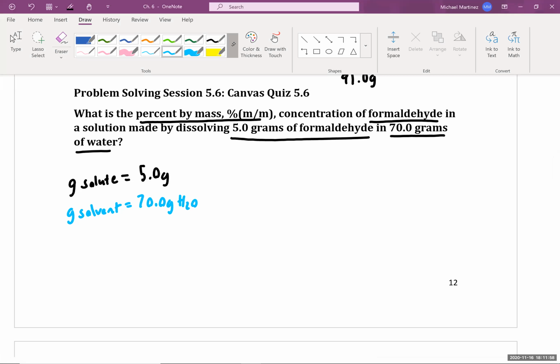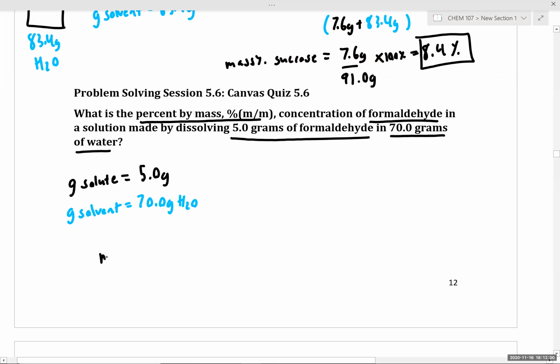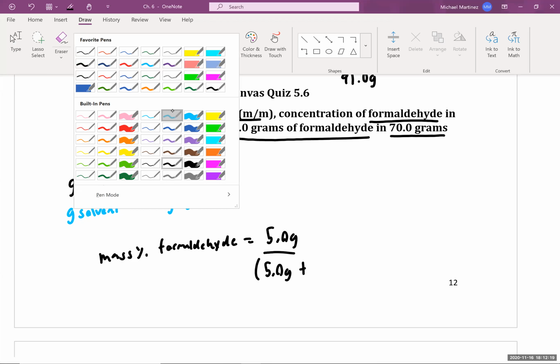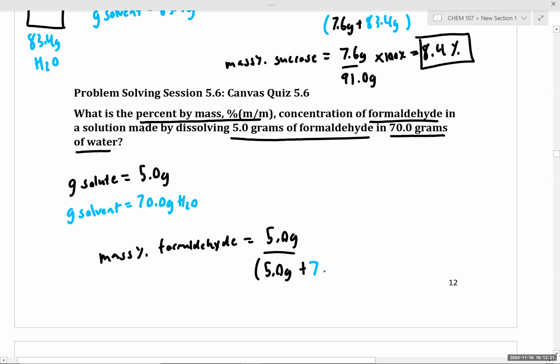Okay, so if we want to calculate the mass percentage of formaldehyde, all we have to do is take the grams of solute over the total mass of the solution, which is the grams of solute plus the grams of solvent.